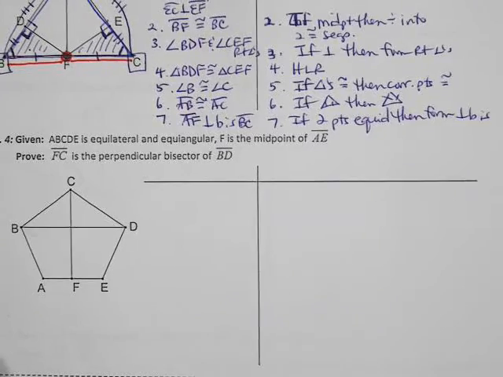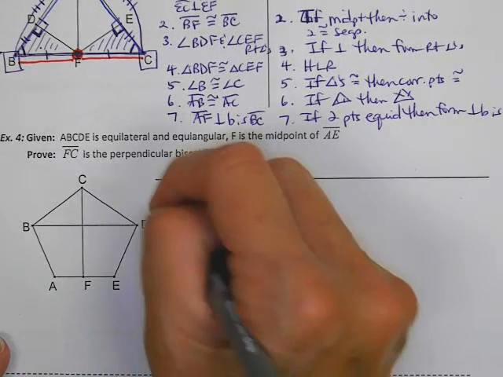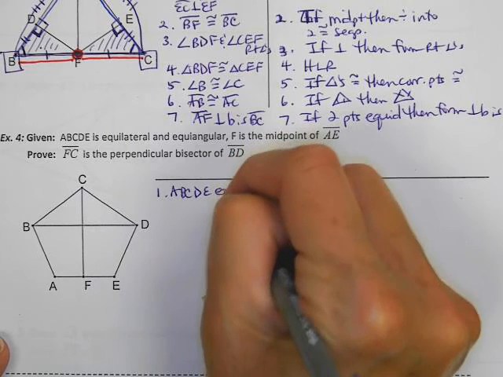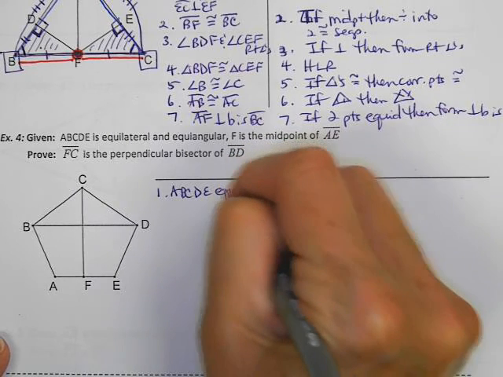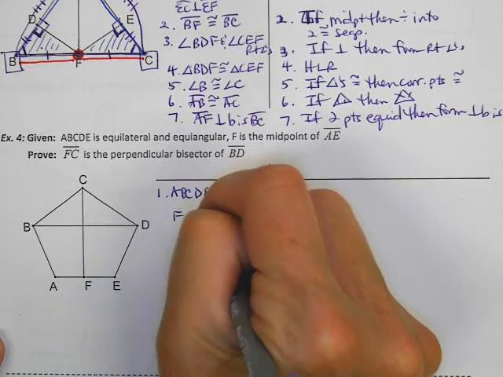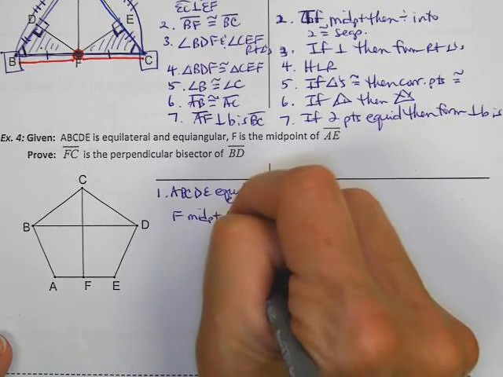All right, I want to do this one yet too. This is a good one. This one will be a little quicker. ABCDE is equilateral and equiangular. That gives you a lot of information. And F is a midpoint of AE.